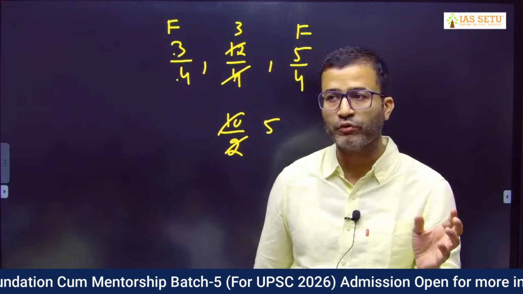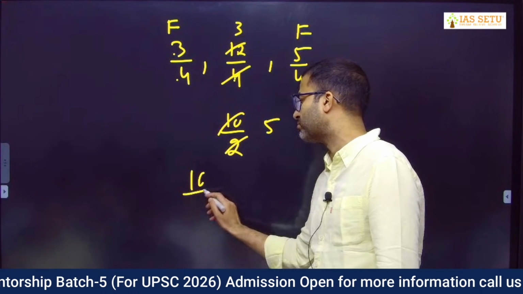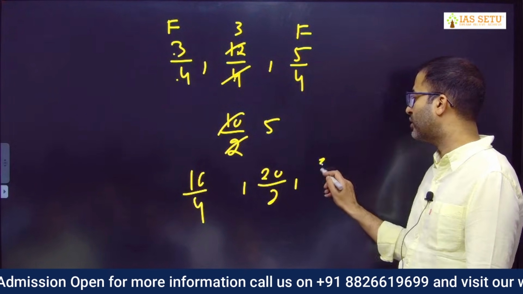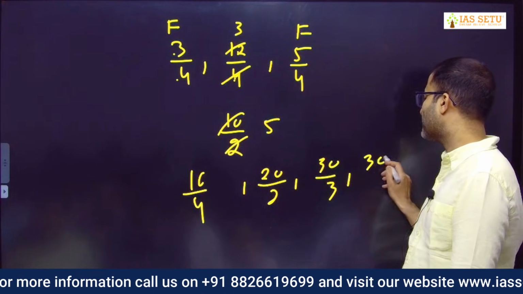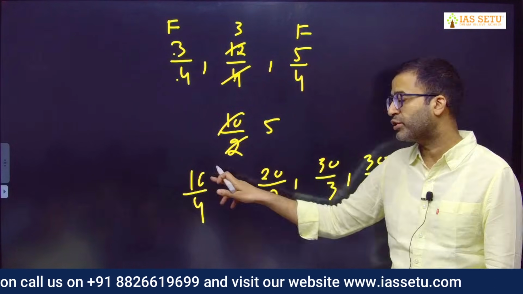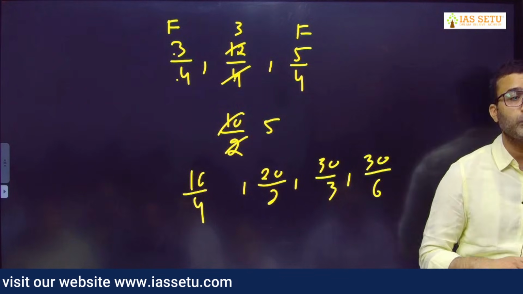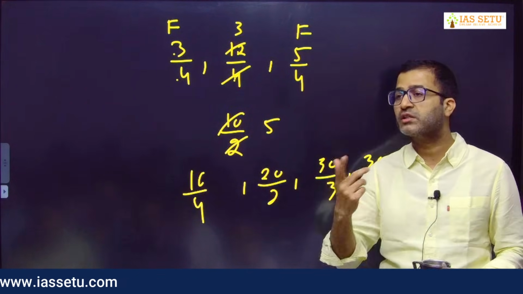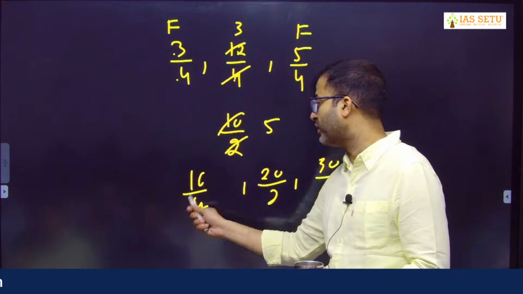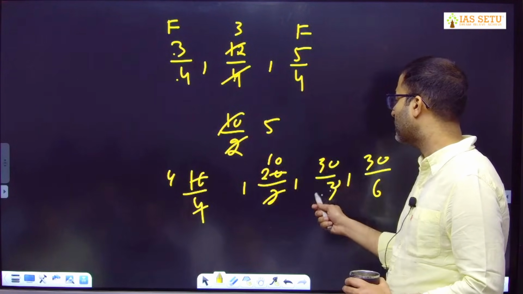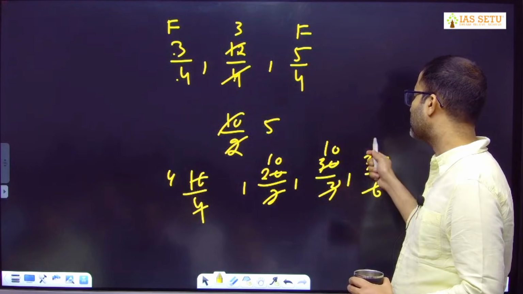Check any number, when P is a multiple of Q, like 16/4, 20/2, 30/3, 30/6. You check any number when your numerator is a multiple of the denominator. It's your duty to simplify first, then decide. When we simplify this, it is a natural number or integer. It is an integer. This is an integer, and this is an integer.